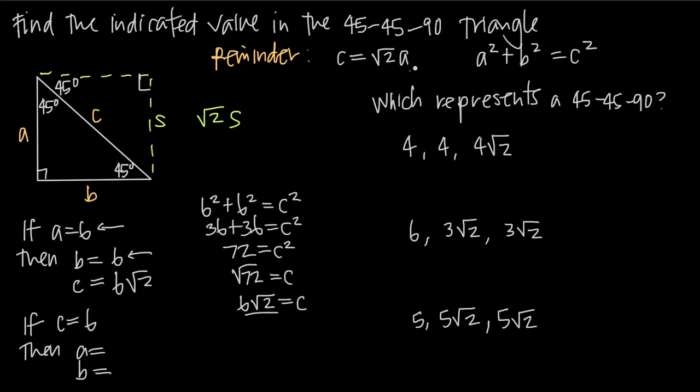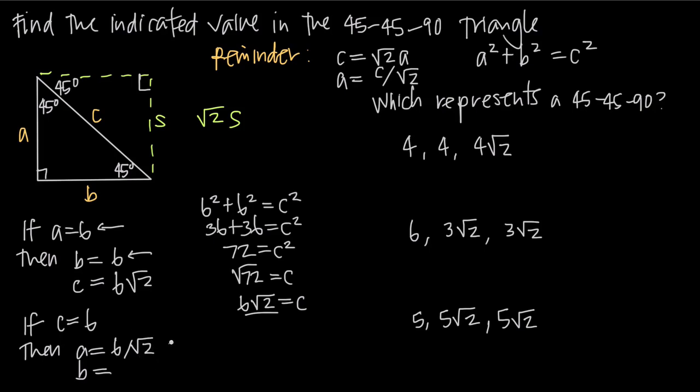Well, we could use the Pythagorean theorem, but if we solve this formula right here for a, one of the side lengths, we get a is equal to c divided by the square root of 2. So we already know c is equal to 6, so that means a is going to be 6 divided by the square root of 2.